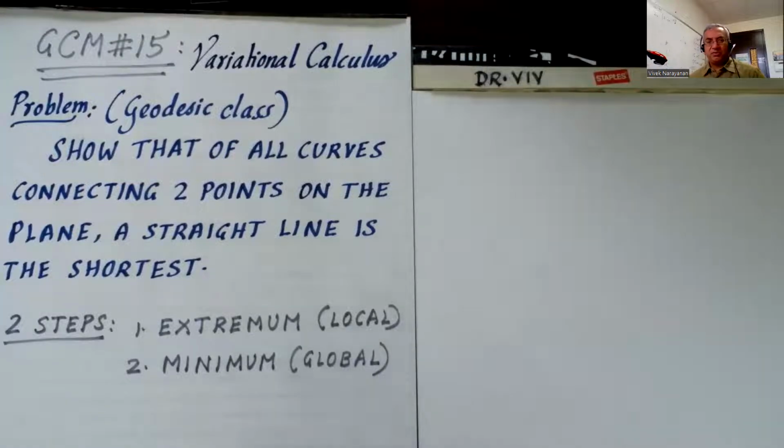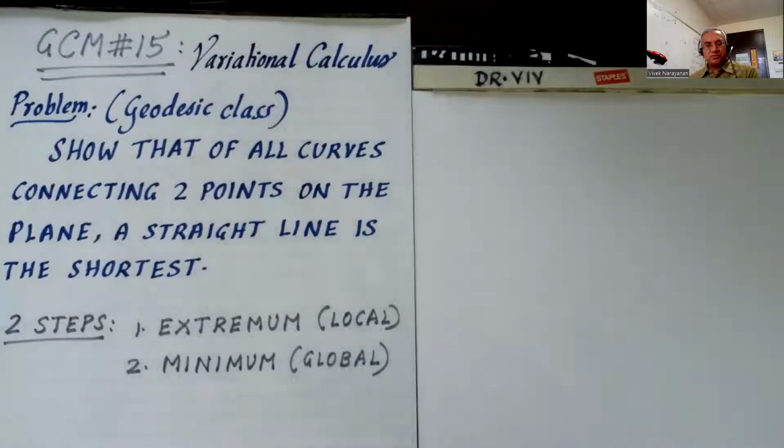up simple problems and actually solve one of the simplest of all problems, which is to show that the shortest distance between 2 points is a straight line. I've written it in a slightly more fancy way. Show that of all curves connecting 2 points on a plane, a straight line is the shortest.